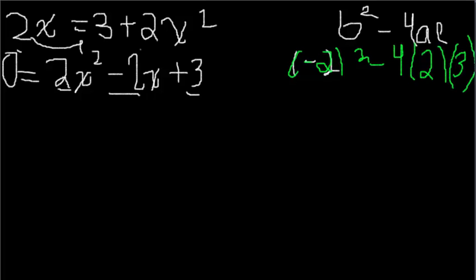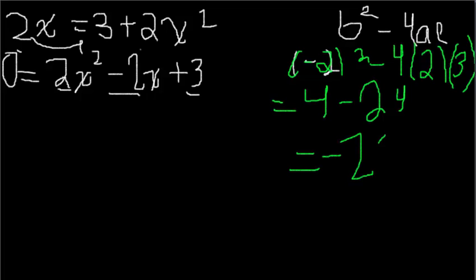Running out of space here, but why don't we simplify this down? A negative times a negative will always equal a positive, so this will be a positive 4, right? And 3 times 2 is 6. 6 times negative 4 is negative 24. And our answer is negative 20.